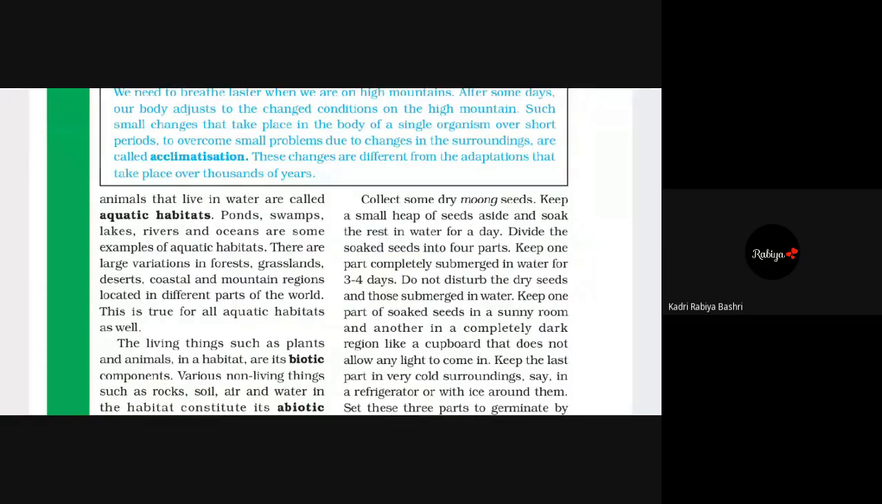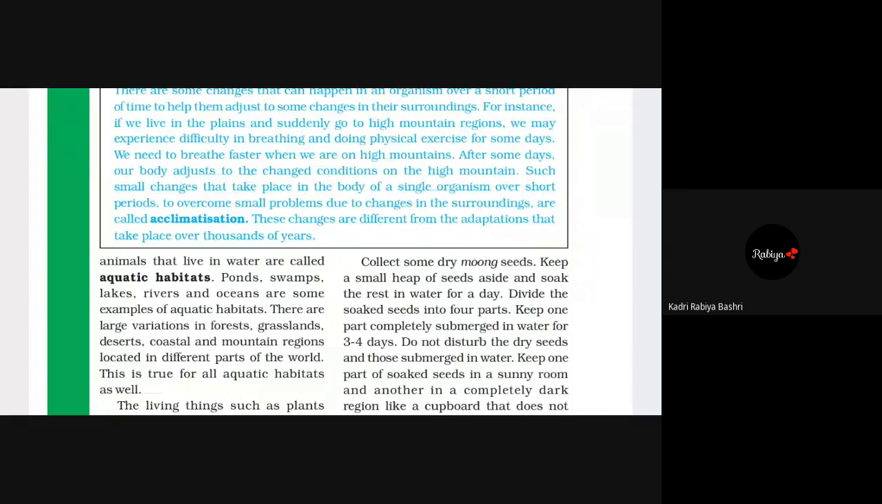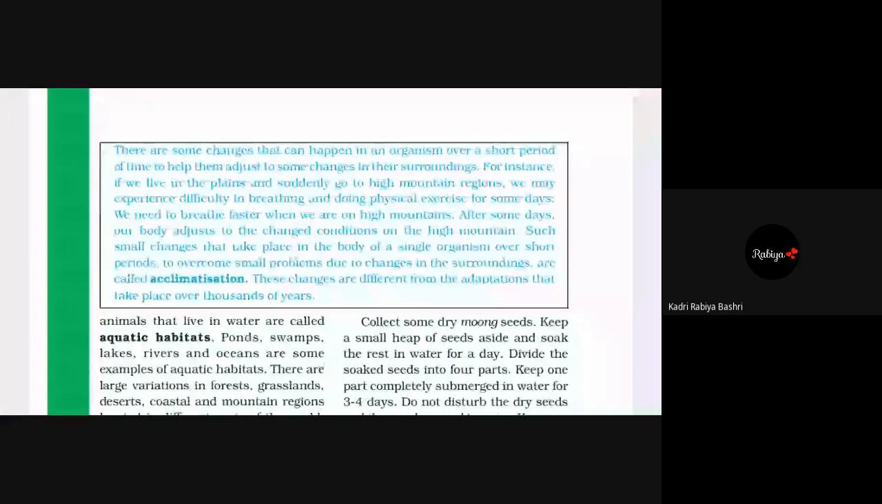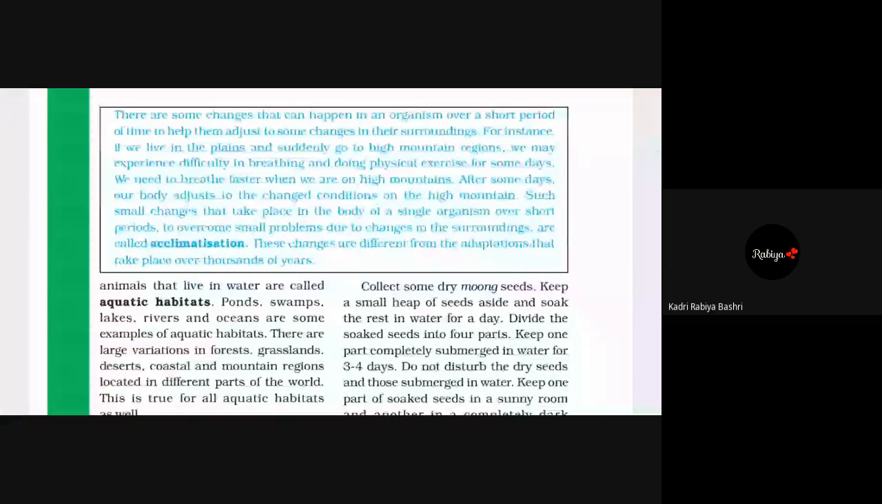As you know, aquatic means water. Water habitat. Those animals or plants living in water are called aquatic habitat. So ponds, swamps, lakes, rivers, oceans are some examples of aquatic habitat.